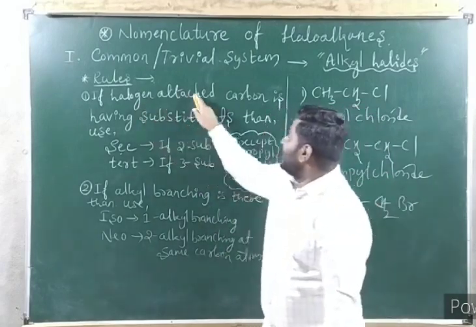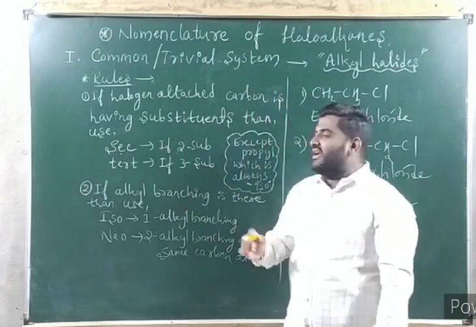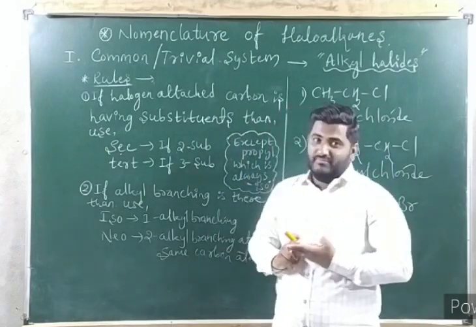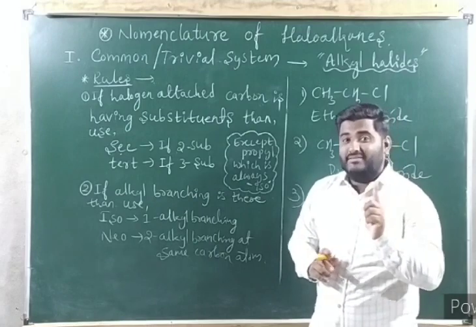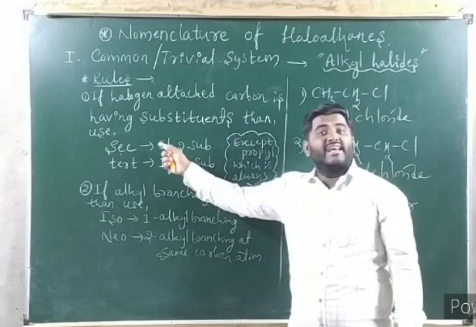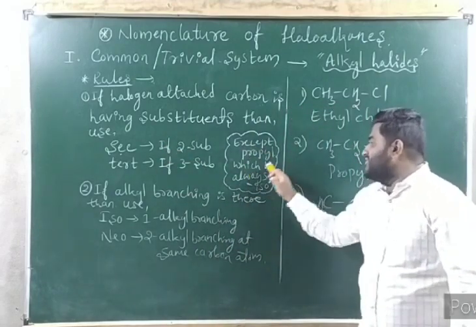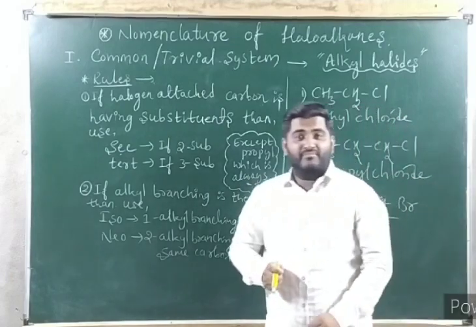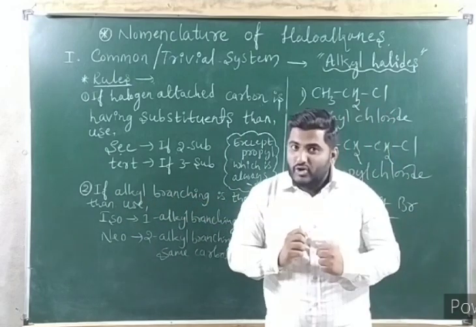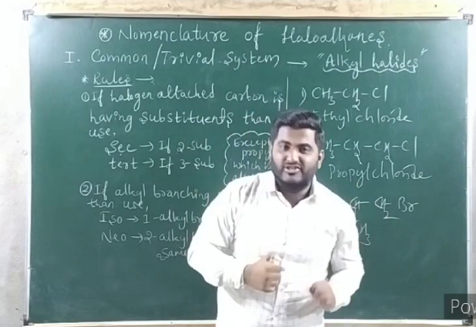So, when the halogen-attached carbon is having a substituent, then you can use the word secondary or tertiary. But this is not applicable to propane. Whenever 3 carbons are there, always use iso only. The words secondary, tertiary should not come. It is an exception, except propyl, which is always iso only. Remember this. And second rule: if halogen is attached to a carbon that is having a substituent, you can say secondary or tertiary.